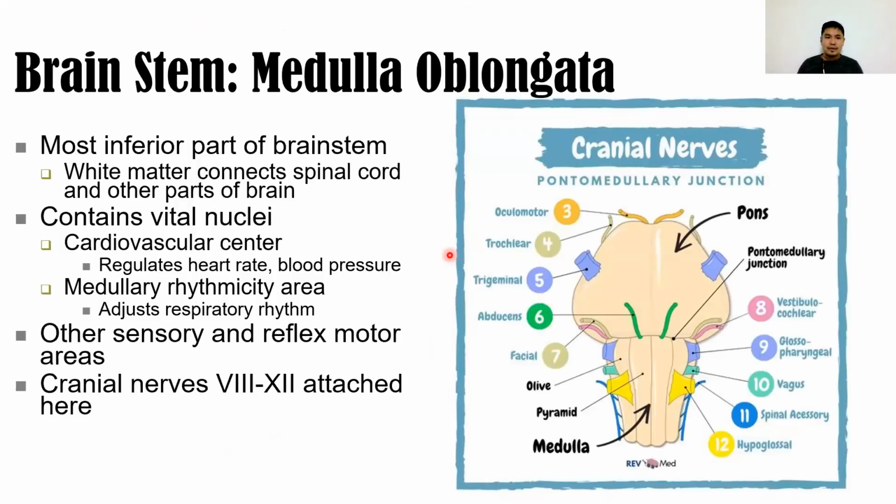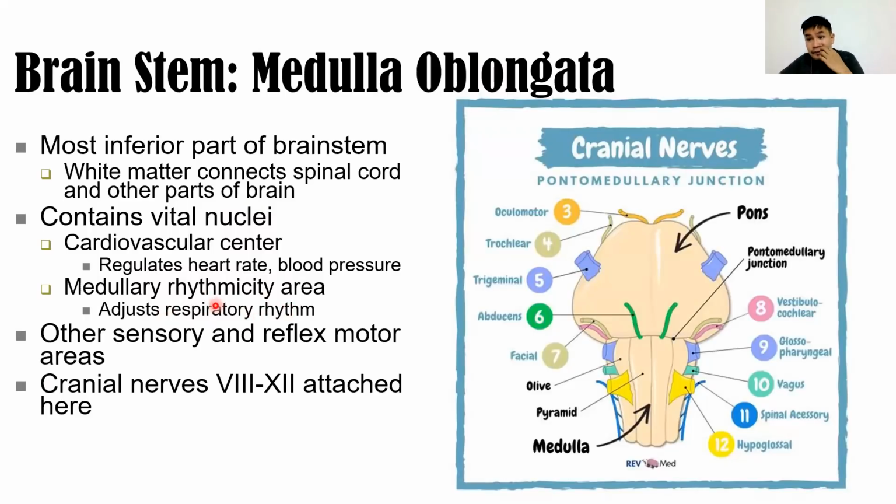Yeah, so let's proceed with the brainstem. Brainstem pa tayo. So it's the most inferior. Your medulla oblongata of the brainstem is the most inferior part of the brainstem. The white matter connects with the spinal cord and other parts of the brain. Now, contains vital nuclei. Cardiovascular center regulates the heart rate and blood pressure. Medullary rhythmicity area adjusts respiratory rhythm.